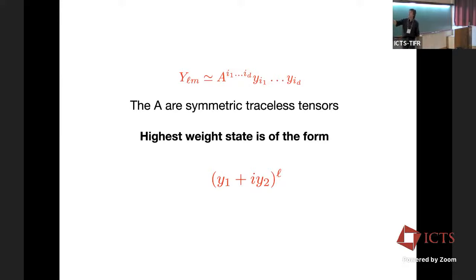So you pick maximal angular momentum, and then you pick some set of two coordinates, y1 plus i y2, and you take them to the nth power, and that guarantees that you have maximal angular momentum on the 1,2 plane. So for this polynomial, when you put the Laplacian over here, because it is holomorphic, it automatically vanishes. This is one of the properties of holomorphic functions, that they're harmonic.